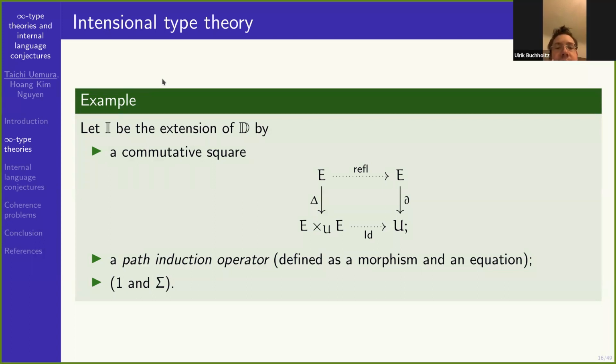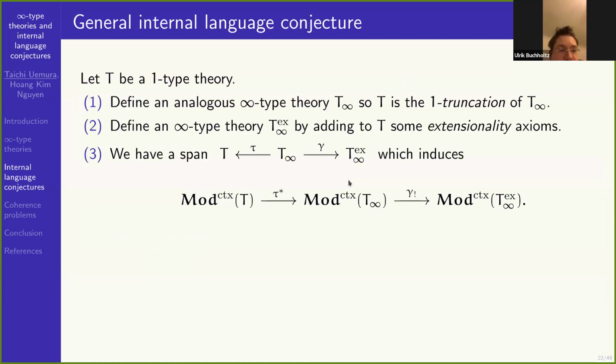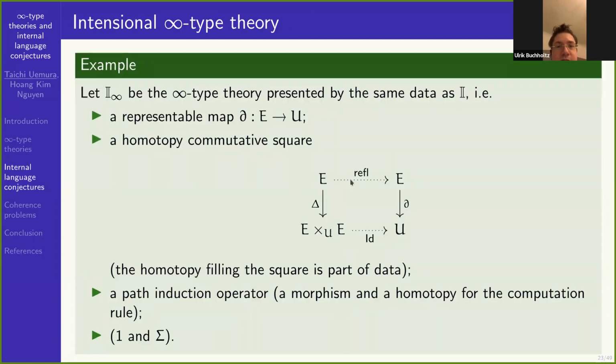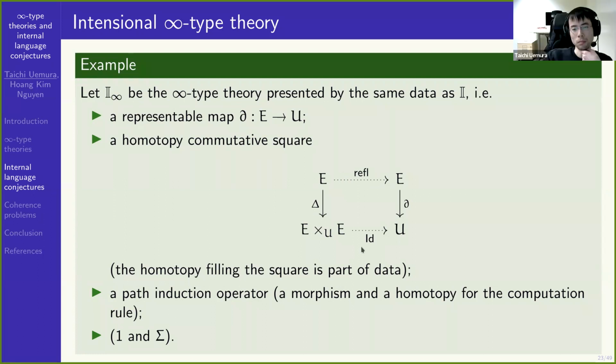Okay, but then why does it happen that when you truncate I infinity, you get I and not I with a propositional computation rule? Because the computation rule for I infinity is a homotopy in this infinity category, but it is not represented by the identity type. Okay, got it. Homotopy becomes strict equality when truncated.